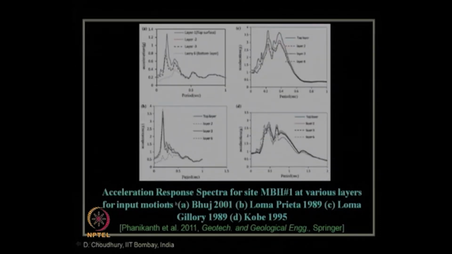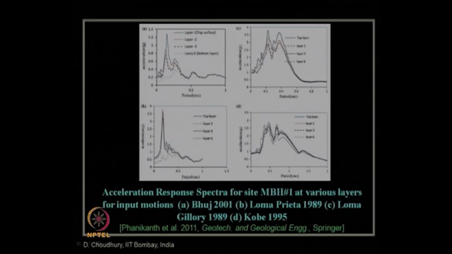Now, we can see acceleration response spectra at different layers. Layer 1 is nothing but your ground level, which we have already discussed. But if somebody is interested to know other layers, say layer 2, layer 3 or layer 6, why is it important? It is again for MBH1, but for different input motion. Figure A is for Bhuj motion, figure B is for Loma Prieta motion, figure C is for Loma Gilroy and figure D is for Kobe earthquake motion.